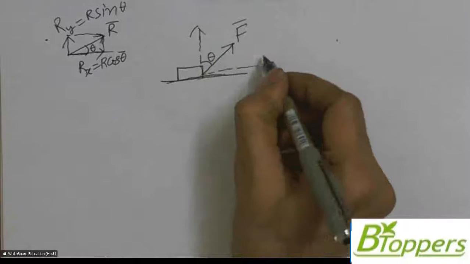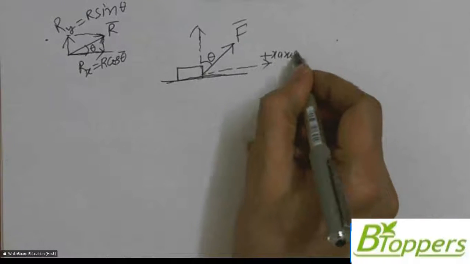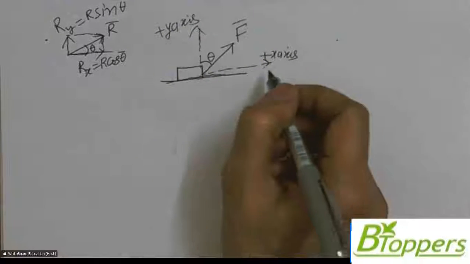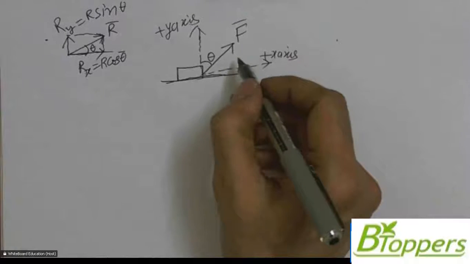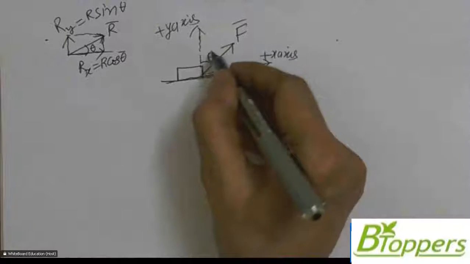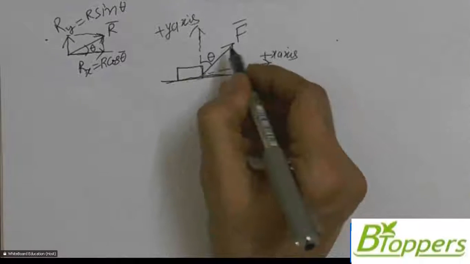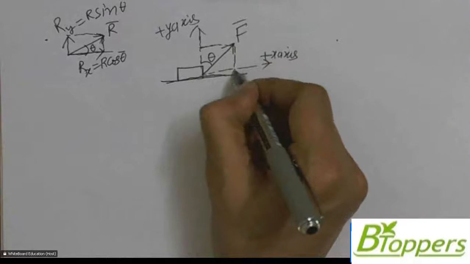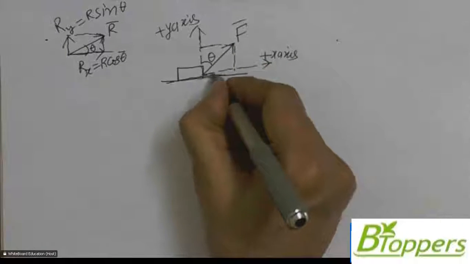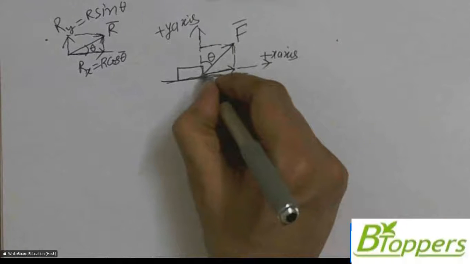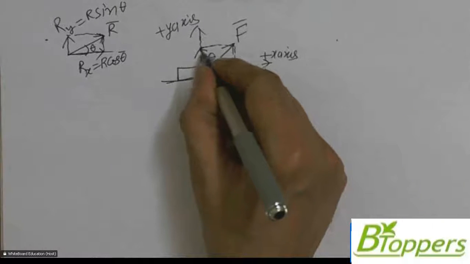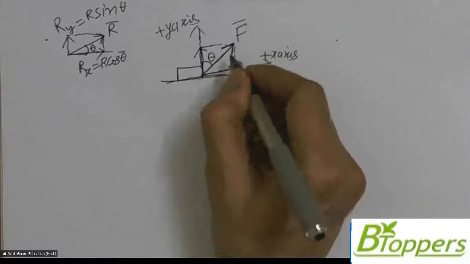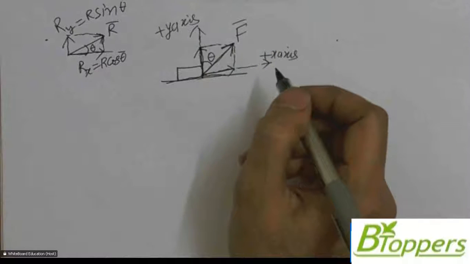Suppose if we choose the horizontal direction as x-axis and vertical direction as y-axis, then to resolve this force into two rectangular components parallel to x and y axis, we have to construct a rectangle with adjacent sides along x and y axis such that the force F bar acts along the diagonal of the rectangle.